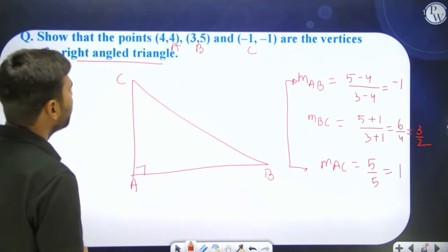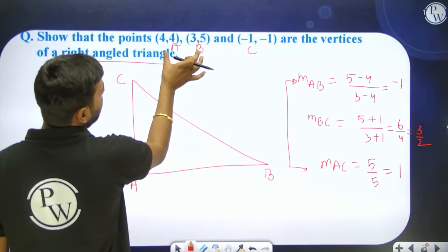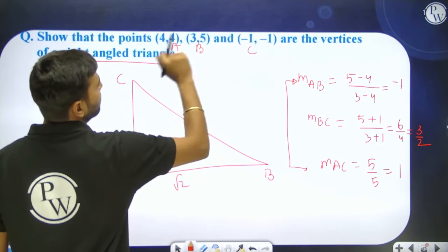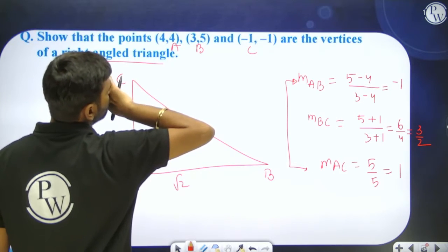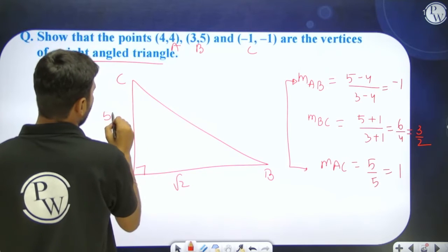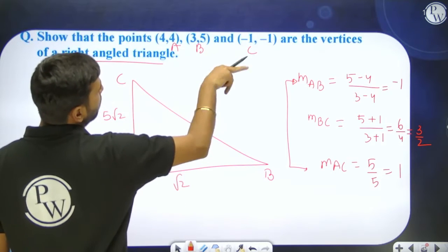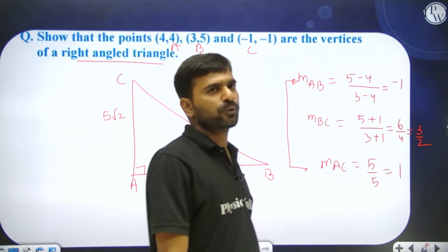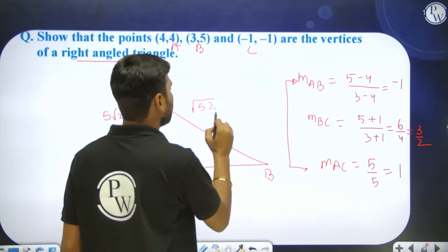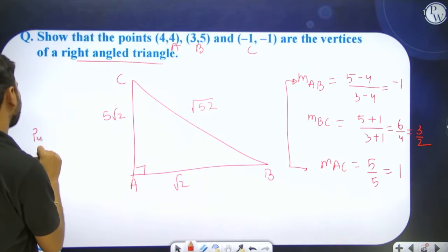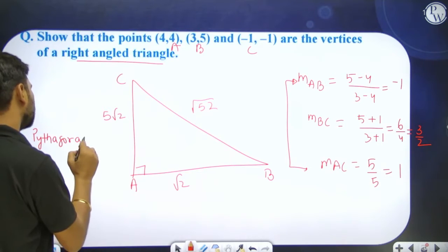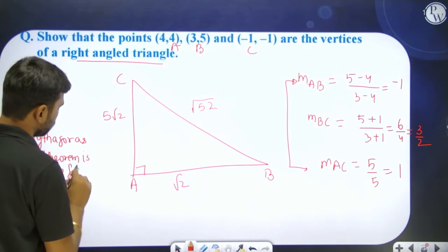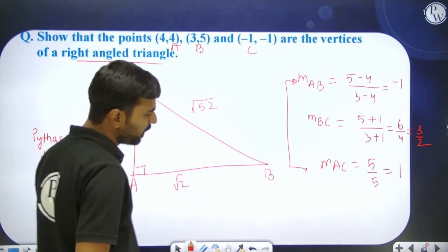Now can we write down the length of AB by using the distance formula? Yes, this is going to be root 2. Can we write down AC's length? AC's length is going to be 5 square plus 5 square, so 5 root 2. And the length of BC is going to be under root 6 square plus 4 square, that is 36 plus 16, under root 52. So is the Pythagoras theorem being followed? Yes, the Pythagoras theorem is followed. That means it is a right angled triangle. So that's why we can say that it is a right angled triangle.